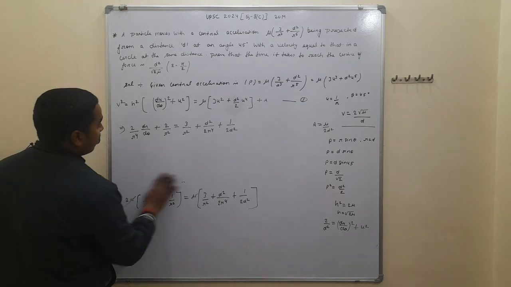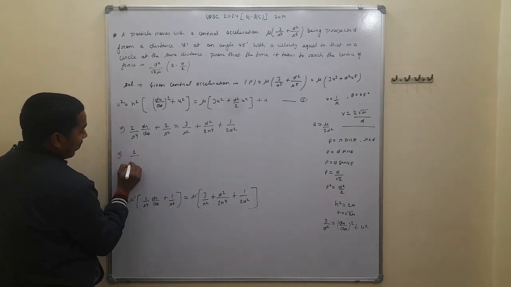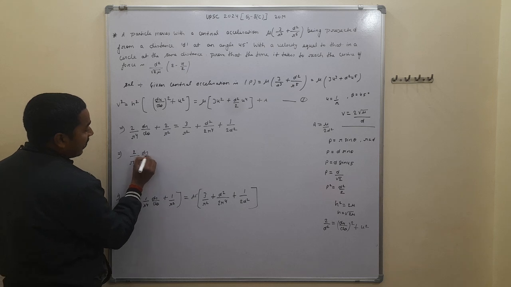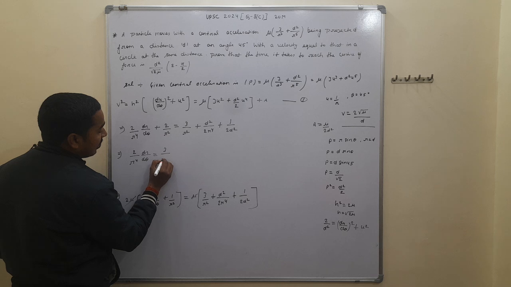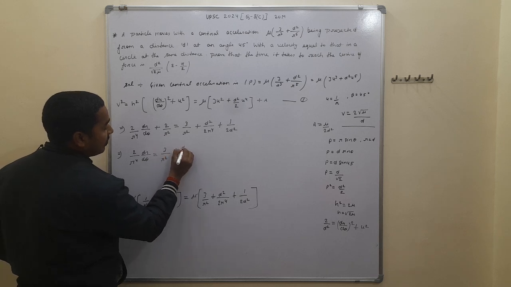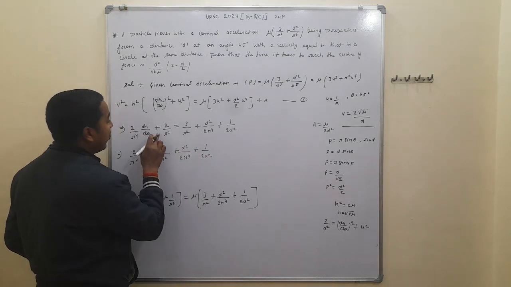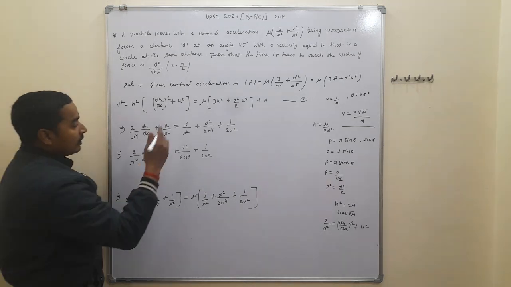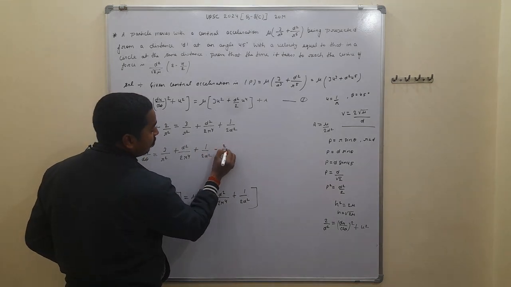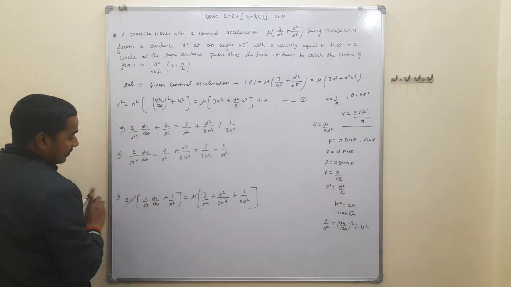From here we can take 2 upon r to the power 4 dr upon d theta whole square is equal to 3 upon r square plus d square upon 2 r to the power 4 plus 1 upon 2d square, and 2 upon r square is taken to the right hand side, that is minus 2 upon r square, and from here we have to take an LCM.